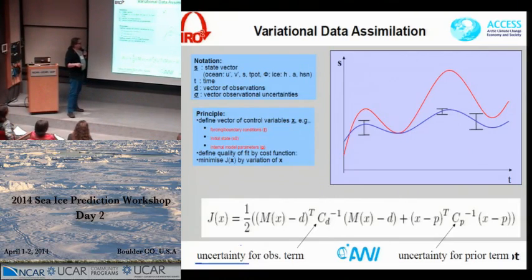So the red line is some state over time of the model. These are observations, and we want to bring our model within the error boundaries. So what we're doing is we vary the forcing, the boundary conditions, the initial state, temperature, salinity, ice conditions, and we can also handle model parameters.